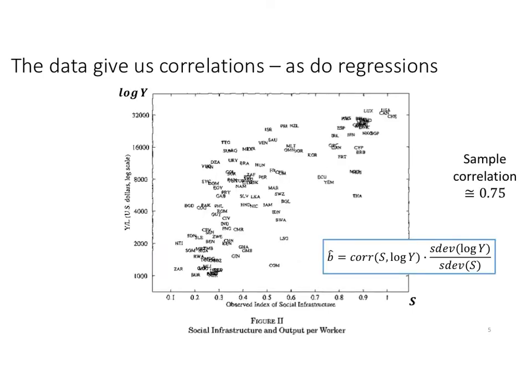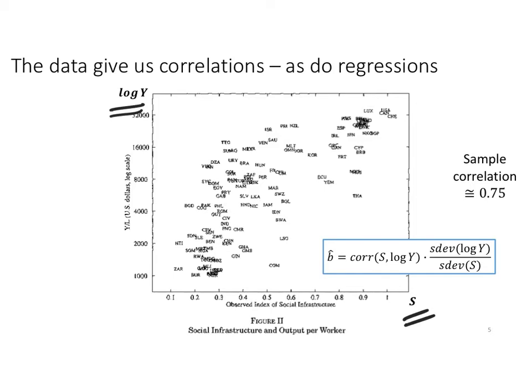Well, to go back to the Hall and Jones example, the data in every case are going to give us correlations between the variables we measure. So here on the x-axis, I have the level of social infrastructure, country by country. Here on the y-axis, I have the log of real GDP per worker, and this is a pure cross-section of countries. You can see the two variables appear to be related. In fact, the sample correlation is 0.75, which is quite high.